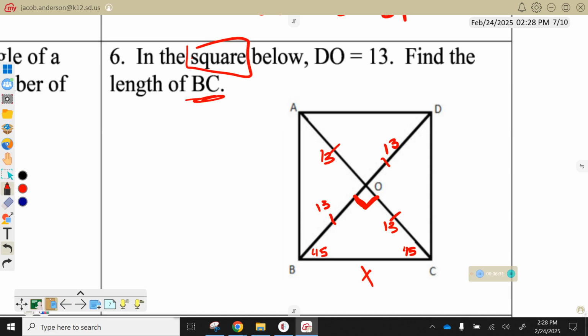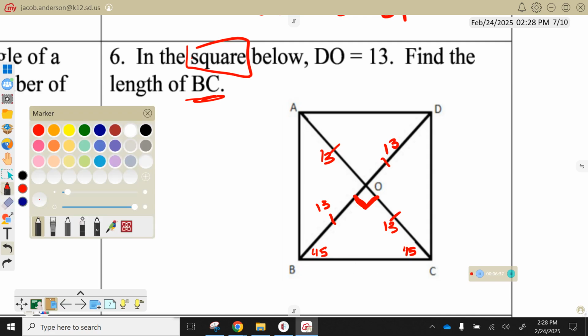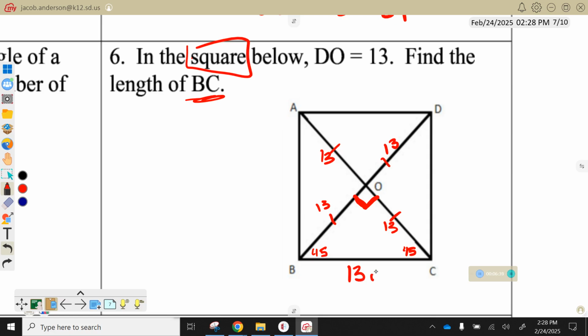And so then we can use our 45, 45, 90 rule to say if those are both 13, then this is 13. 13 root 2 for the hypotenuse. Remember, on a 45, 45, 90 triangle, it's x, x, x root 2 on our template. So that's where I got the 13 root 2 from.